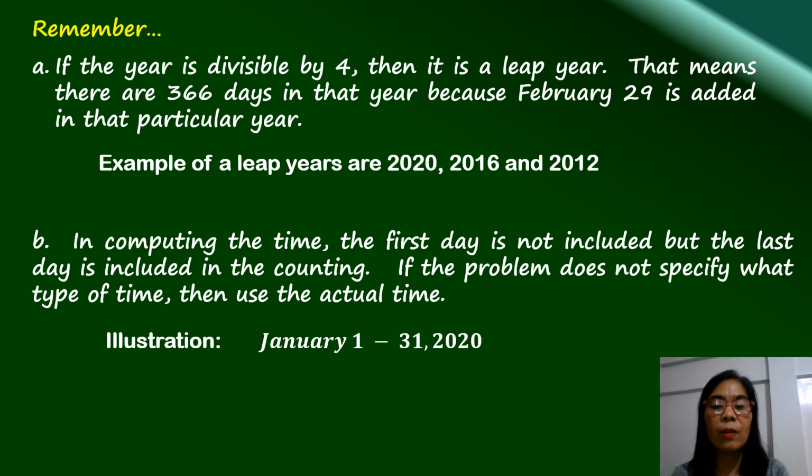Okay, so take note. You're supposed to start counting. Since 1 is not included, you have to start counting 2, 3, 4 up to 31. Or simply, you just subtract 31 minus 1. That means the computation for the interest will be that for 30 days.